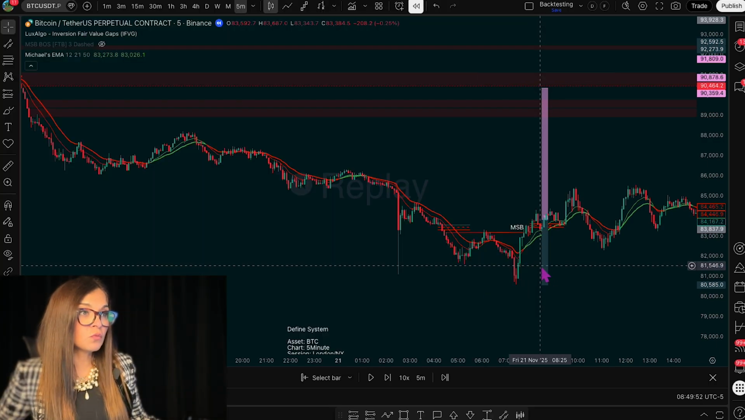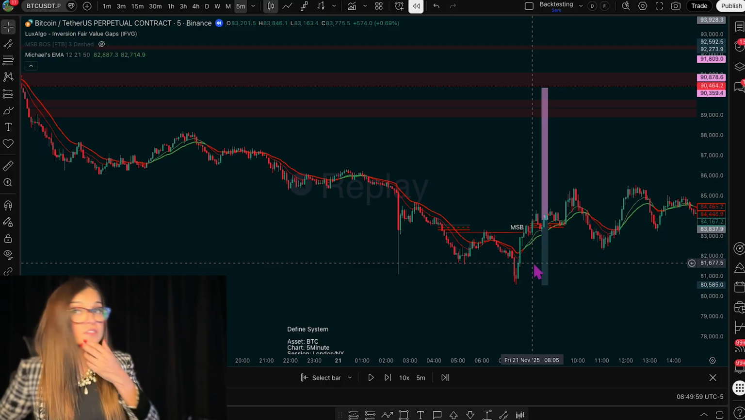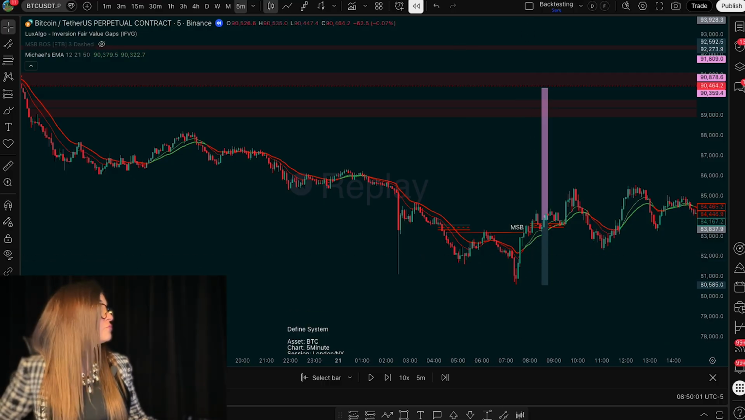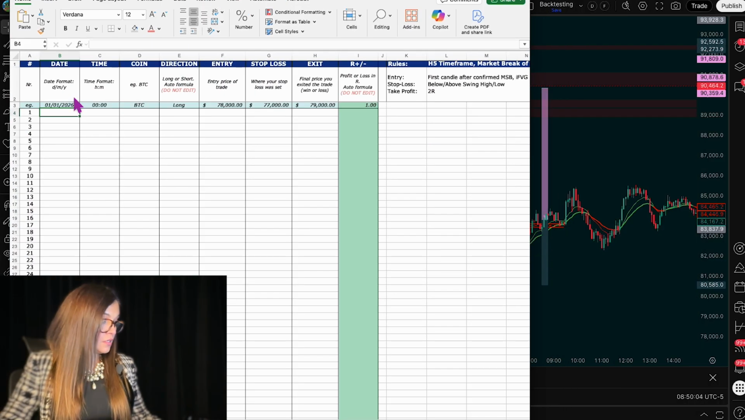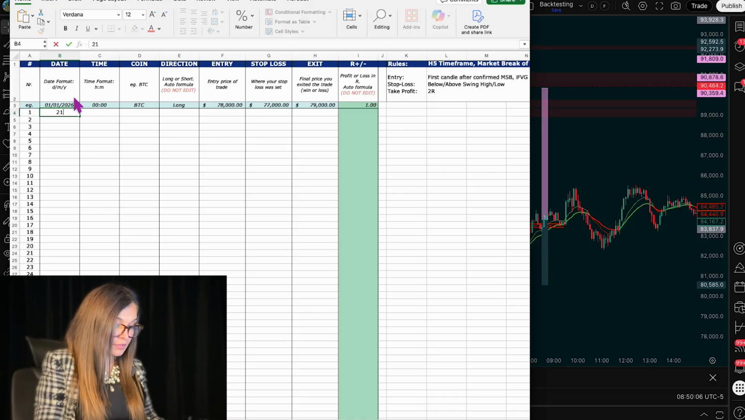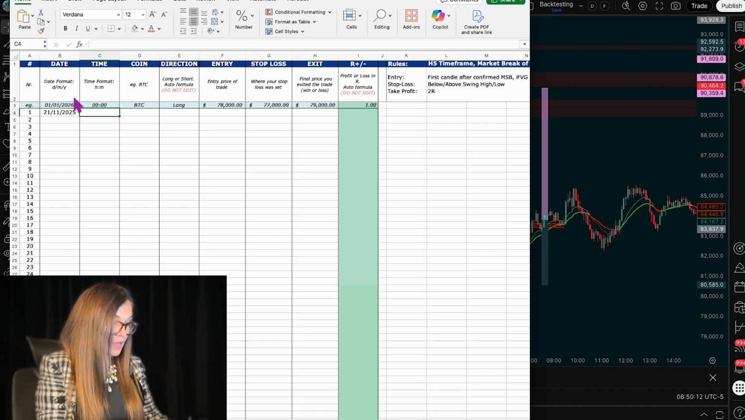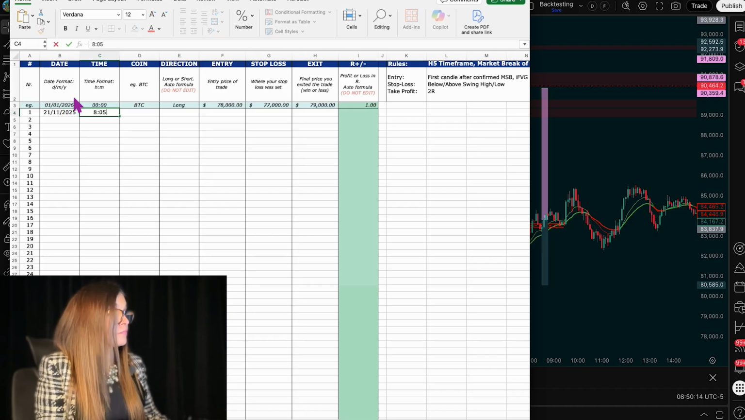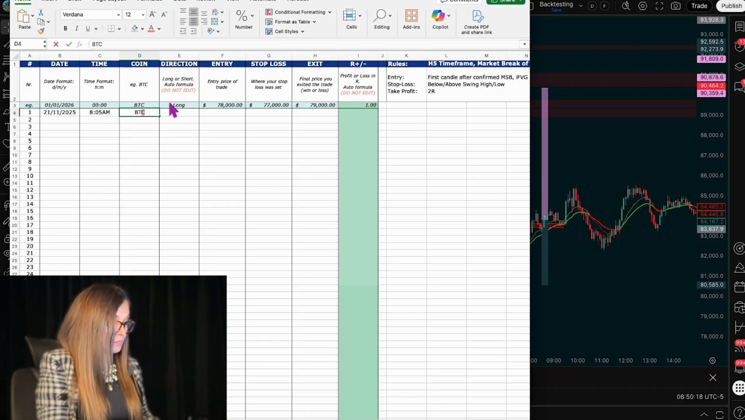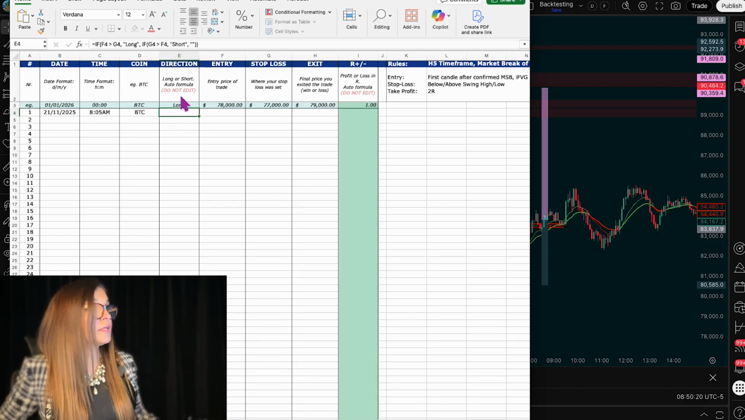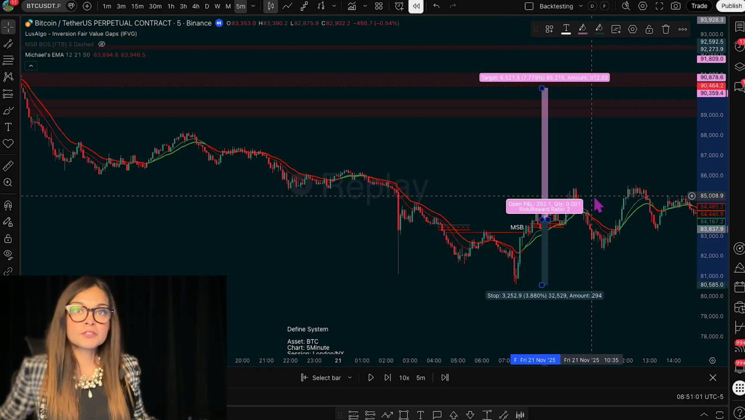Our entry was on the 21st of November at 8:05, so we'll enter that on our sheet. 21st of November and 8:05 a.m. All right, BTC. And here it says do not edit. And now I'll enter the price.